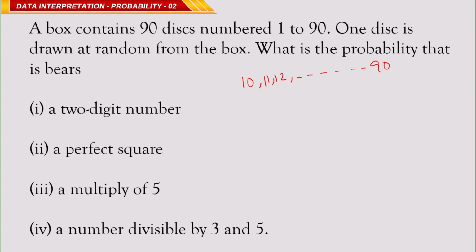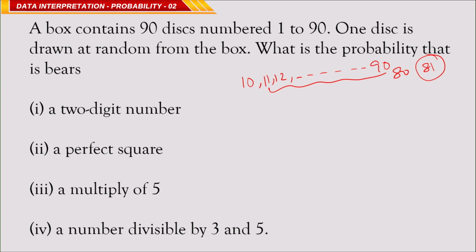Correct? We have numbers from 10 to 90. From 11 to 90, how many numbers are there? 80. Correct? And we include 10 also, so there are 81. So there are 81 two-digit numbers. Or you can say from 1 to 9 there are 9, and the rest of the numbers are two-digit numbers. So obviously 90 minus 9 is 81, it is very clear.